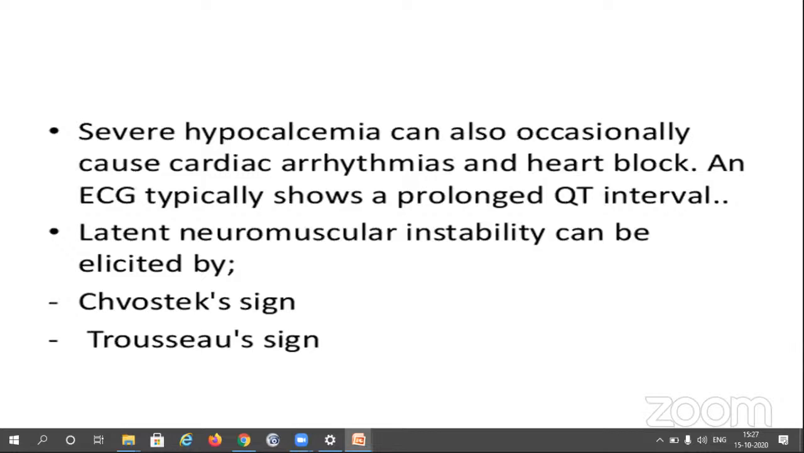When this nerve stimulates, it shows ipsilateral contraction of the muscles supplied by the facial nerve. Trousseau's sign is done by using the BP apparatus, sphygmomanometer, increasing the systolic pressure for 3 minutes. It gives the characteristic appearance of flexion at the wrist, flexion at metacarpophalangeal joints, extension at interphalangeal joints, and adduction of the thumb.